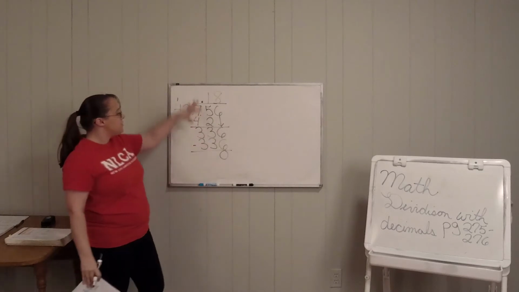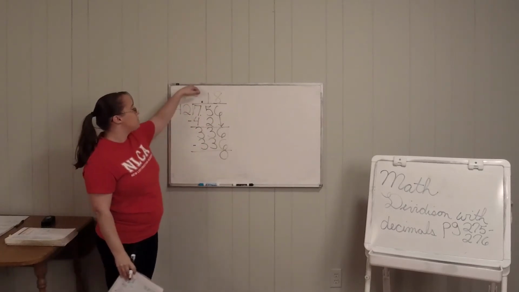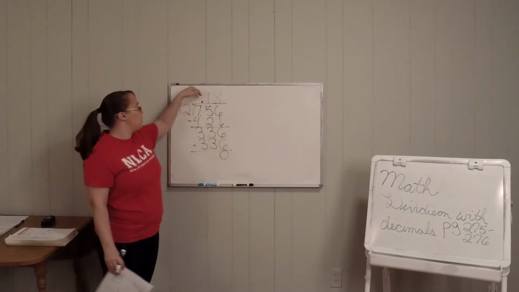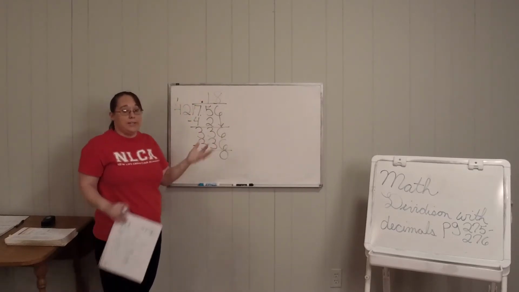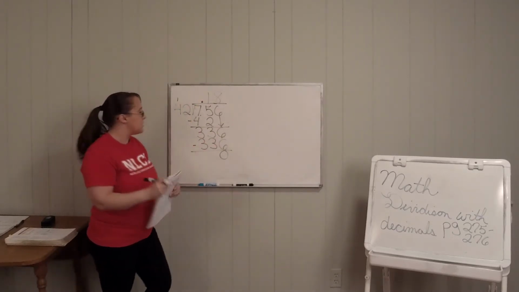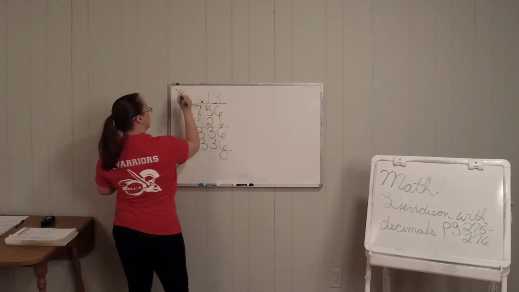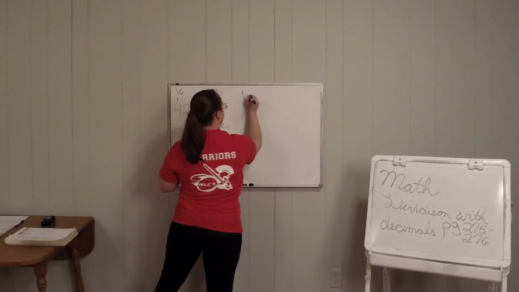So you're still dividing normally. You're just making sure you move your decimal. That's all it is, moving that decimal up into your answer. Dividing with decimals, that's all it is. That was 1C. Let's look at 1D.